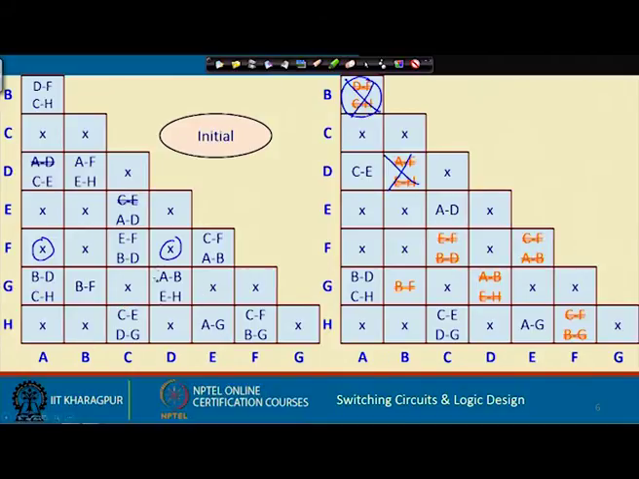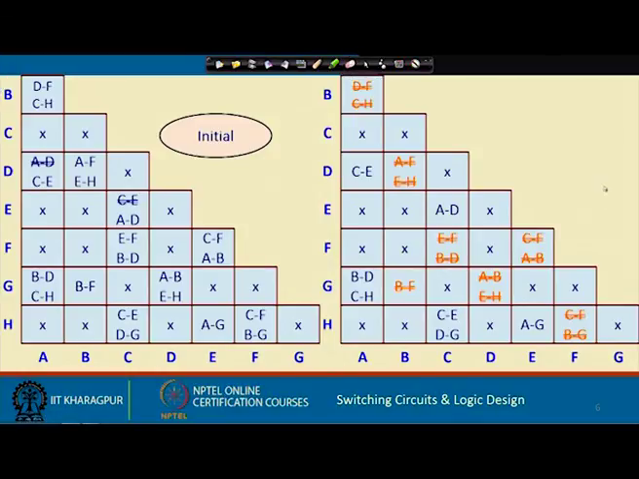E and F. Then B F: B and F is crossed, this is getting cancelled out. A B, E H. Then A G, A G is already cancelled out. So, in this way you systematically cancel out the ones which are not compatible pairs. This is the process you go on repeating.